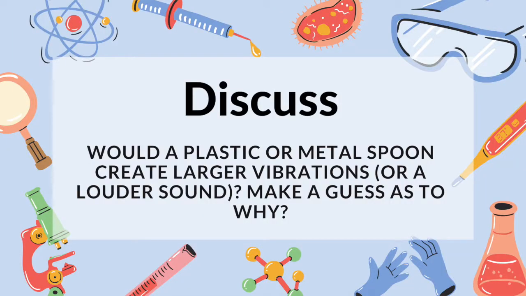The first discussion question is, would a plastic or metal spoon create larger vibrations or louder sound? Make a guess and explain why. A metal spoon would make a larger vibration than a plastic spoon. This difference in vibrations can be explained by how sound travels. Sounds travel by bouncing off of the particles in the substance.